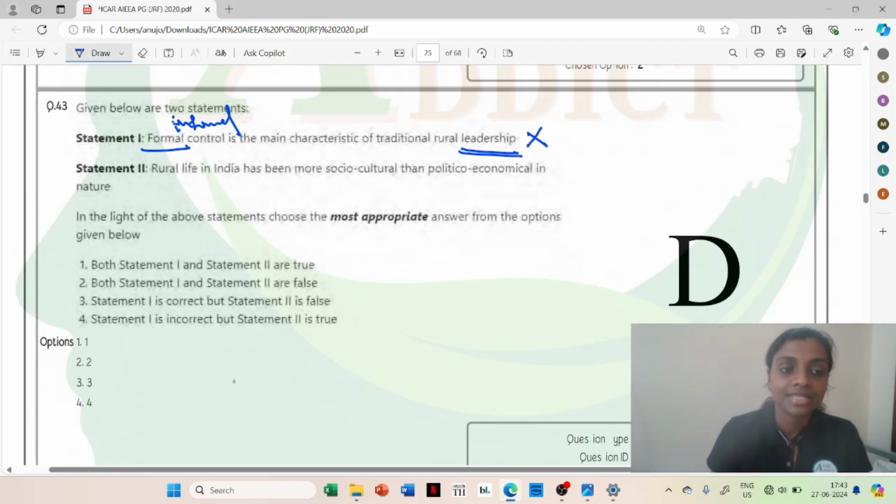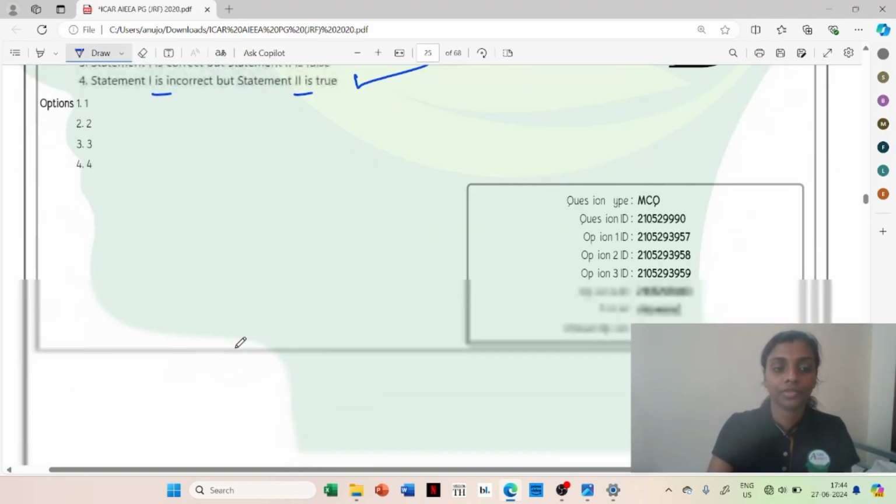This statement is wrong. Second statement, rural life in India has been more socio-cultural than politico-economical in nature. Socio-cultural in the sense that in India, especially in rural settings, we are more embedded in the culture of the society. The traditions, culture, societal norms and behaviors have more influence than the political and economic situation of the village. In the traditional settings, it is applicable to rural life in India. So the second statement is correct, whereas the first statement is wrong. Option D. Statement 1 is incorrect, 2 is true. We will go to the next question.